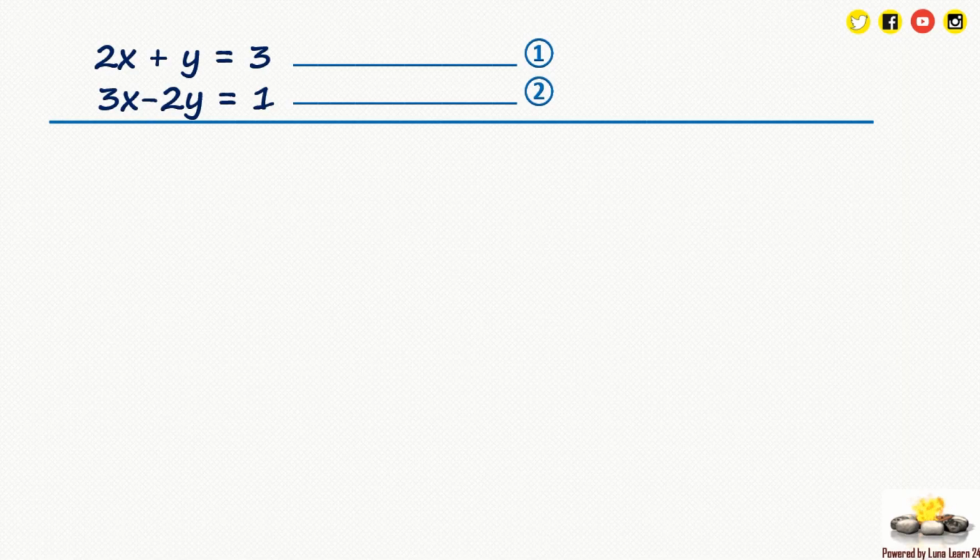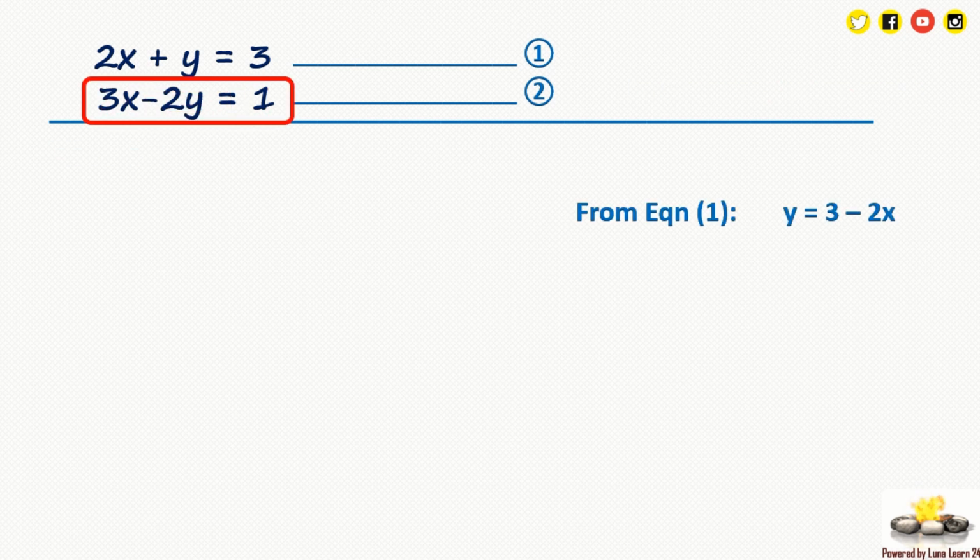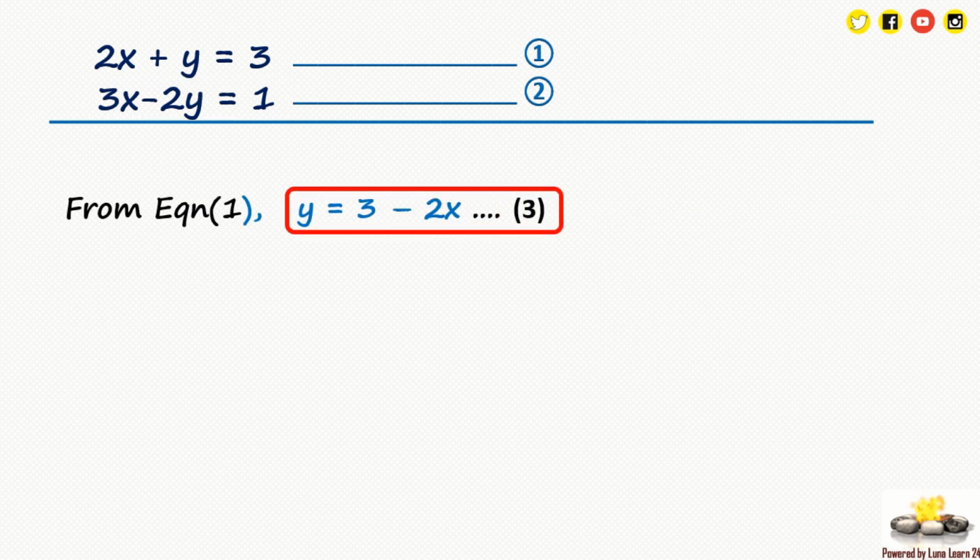We have 2x plus y equals 3 and 3x minus 2y equals 1. Okay, so using the substitution method from equation 1, y equals 3 minus 2x. I think we have seen this before. And we substitute this in equation 2.